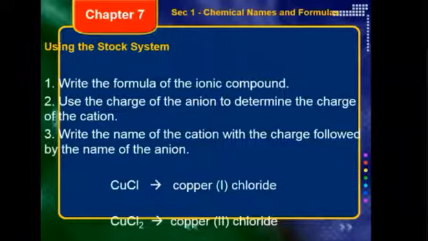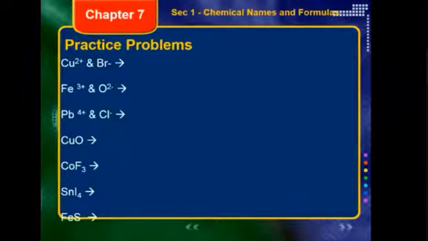However, if I see that the formula is CuCl2, there are 2 chlorides. Each chloride has a -1, so it's an overall -2 charge. So the copper must be bringing 2 positive charges, right? So this must be the type of copper that has a +2 charge. That's copper(II) chloride. All right.